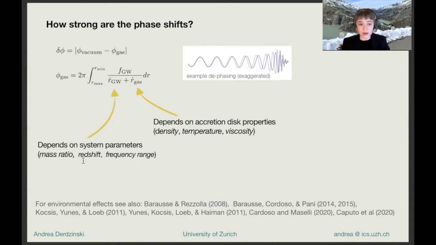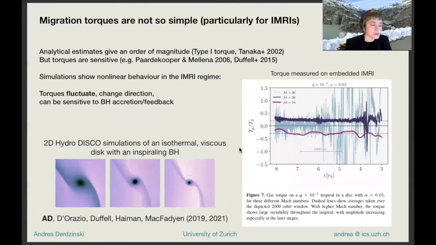because the system parameters, such as the mass ratio and the redshift, will determine the frequency range of the system, which determines how strong gas is compared to gravitational waves in this case. And how strong the gas torques are will depend on your environment parameters. So in this case, the AGN disk density is a huge determining factor, and other parameters like the temperature and viscosity can also affect the strength and direction of the torque. So it turns out that analytical estimates are great, but they're not always great predictors.